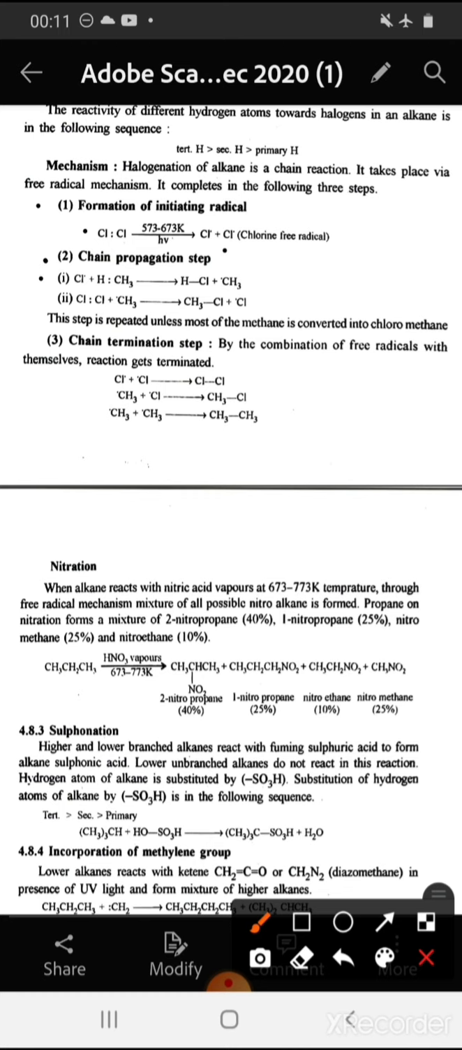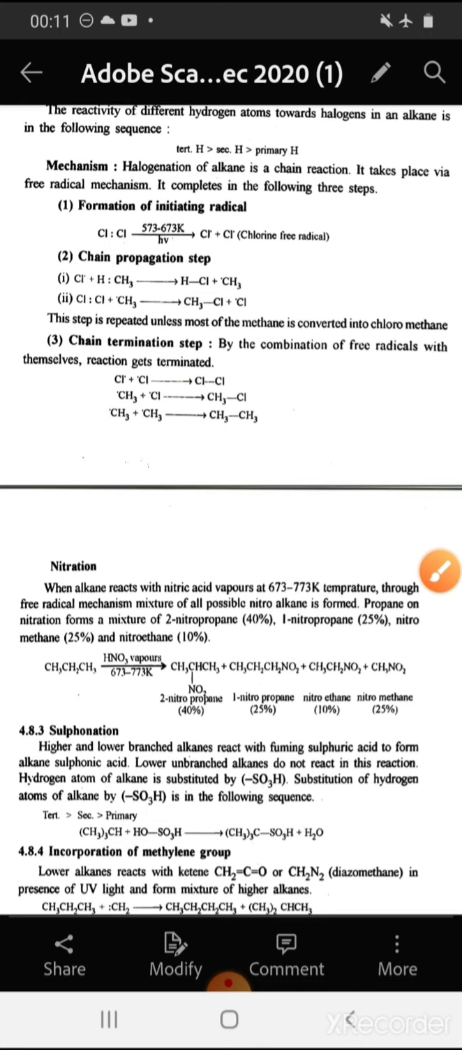In this, 1 chlorine free radical reacts with methane to give HCl and 1 methyl free radical. Methyl free radical reacts with 1 molecule of chlorine to give methyl chloride, that is chloromethane, and 1 chlorine free radical. This step is repeated until most of the methane is converted into chloromethane.